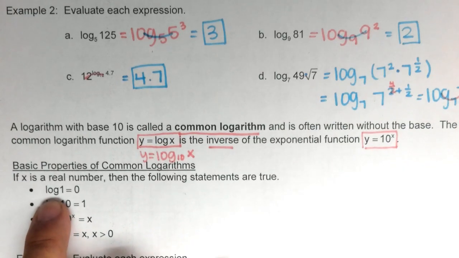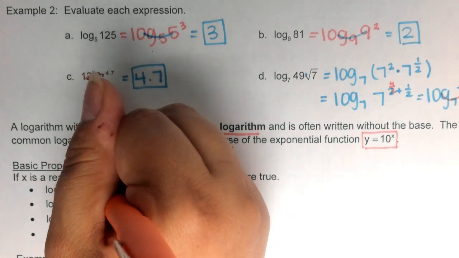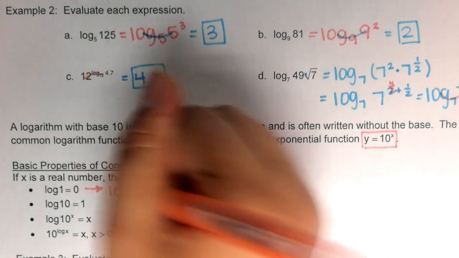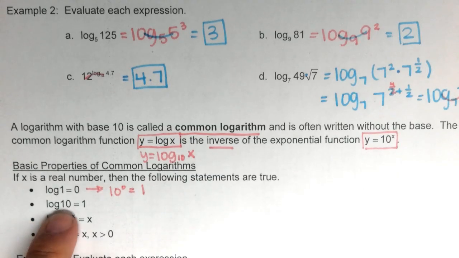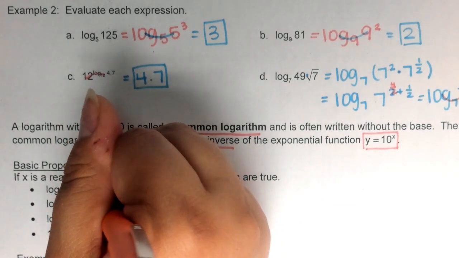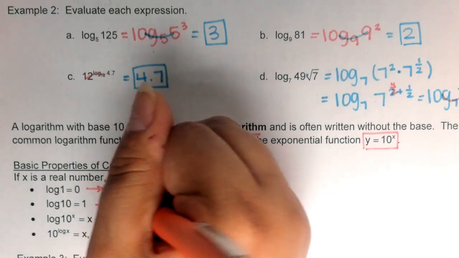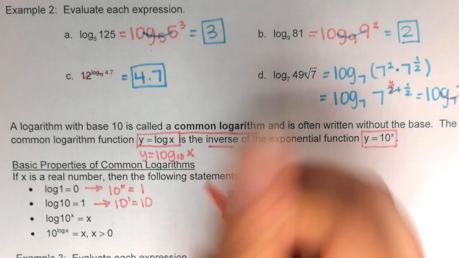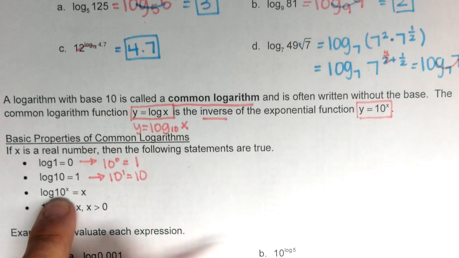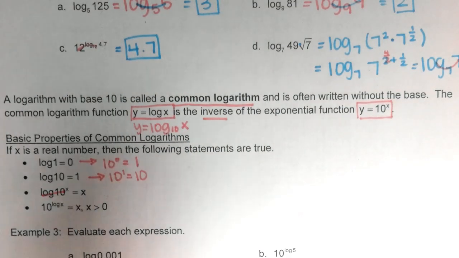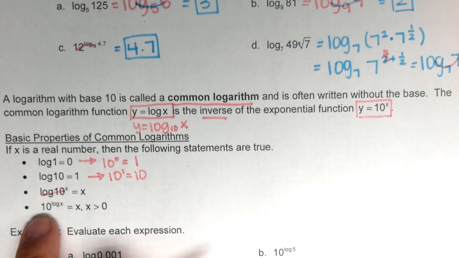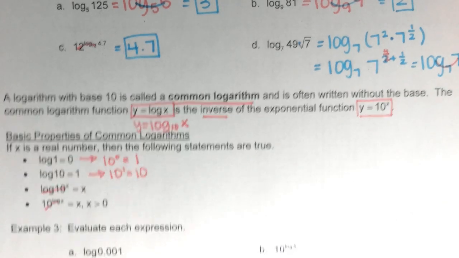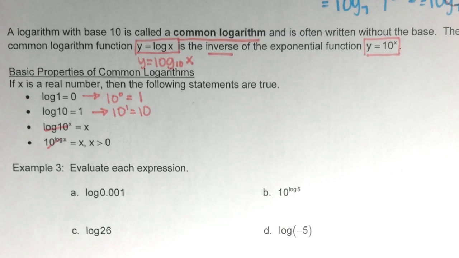So, this right here, log of 1 equals 0, means what? 10 to the 0 power is 1. The log of 10 equals 1. What does this mean? 10 to the 1 is 10. And what happens when you have the common log with 10 raised to the x? They cancel. And what happens if you have 10 raised to the common log of x? They cancel. Do I have any questions about that?